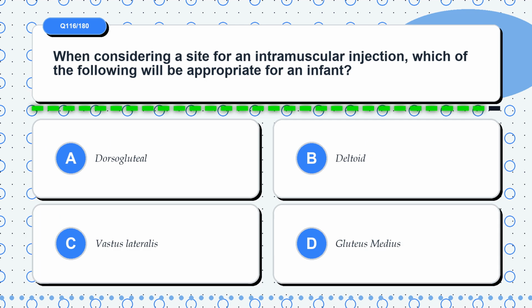Question 116. When considering a site for an intramuscular injection, which of the following will be appropriate for an infant? Here are the options. Option A. Dorsogluteal. Option B. Deltoid. Option C, vastus lateralis. Option D, gluteus medius.